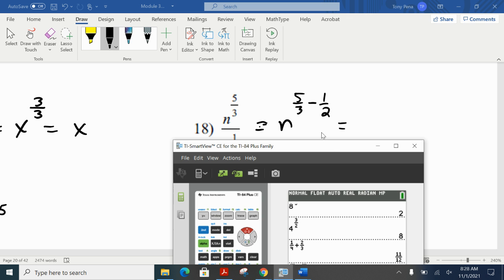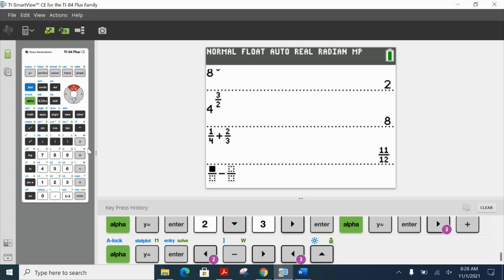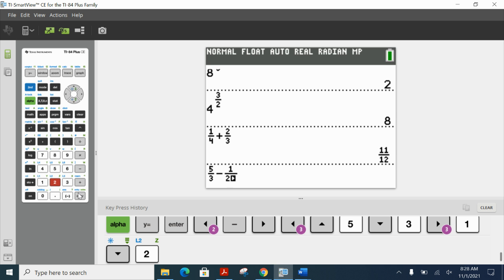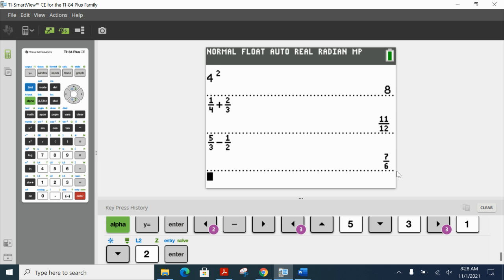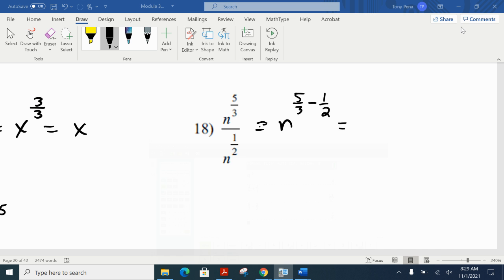Let's see if we got all the way through this. It's just 5/3 minus 1/2. All right, so we'll throw that in there. 5 divided by 3, and then subtract your 1/2. And you should get 7/6. So again, make sure you use your calculator on that. You're going to make your life much, much easier if you know how to throw that in there. So that's the old rule. You're just doing it with fractions.